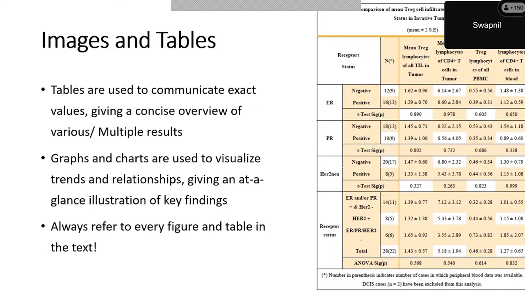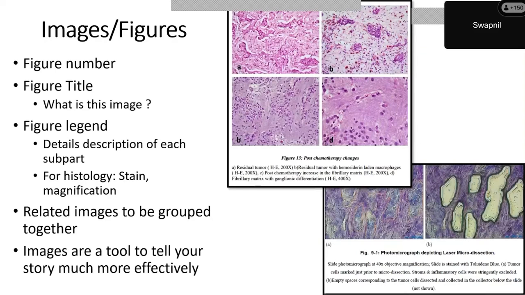Graphs and charts are usually used to visualize the trends and results. You should always have a heading to your table, heading to your results, and have a footnote as well as details about what exactly is being talked about in the tables. Figures, you should have a figure number, figure title, which essentially tells what is this image. And you should have a figure legend.